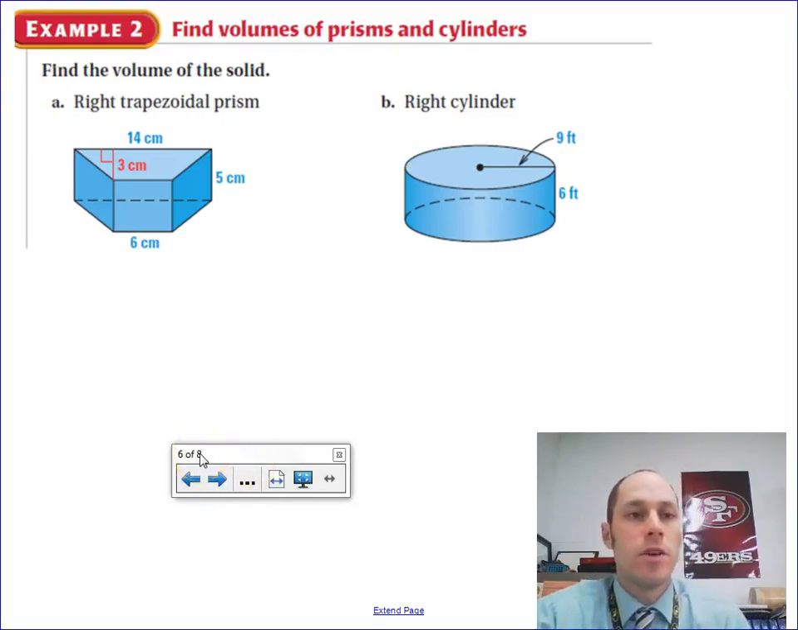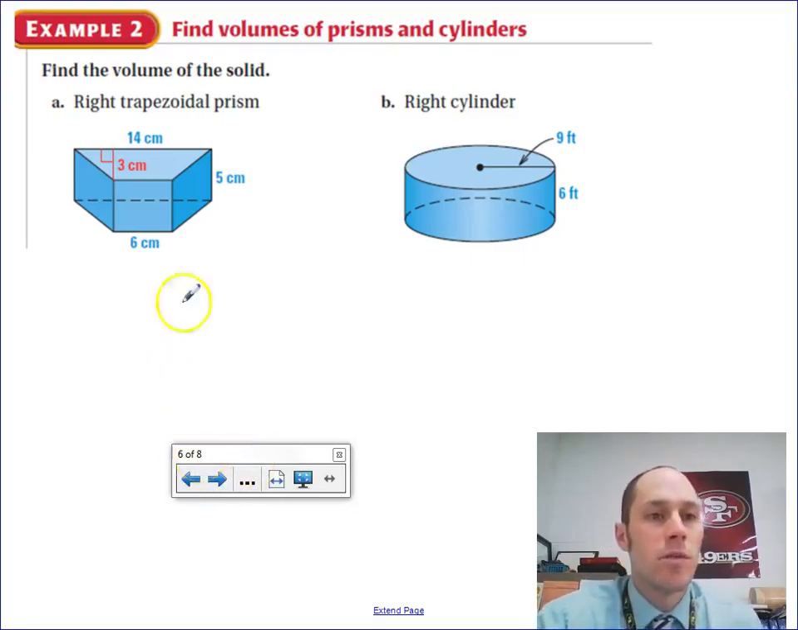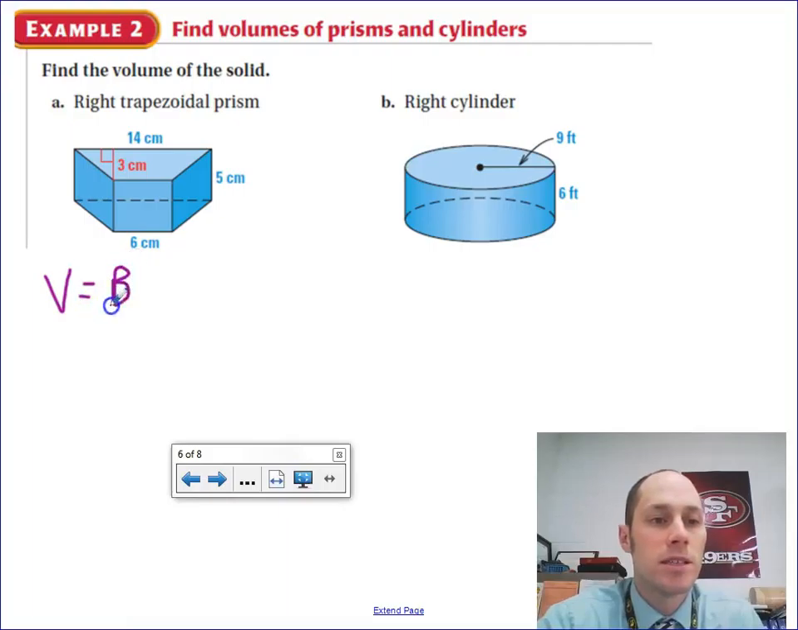So now let's take a look at volumes of these different prisms. Let's say we've got a right trapezoidal prism. How are we going to calculate the volume of that? Well, volume is area of base times height. Now the base in this is a trapezoid, so we have to calculate the area of that trapezoid. There's multiple ways we can do that.